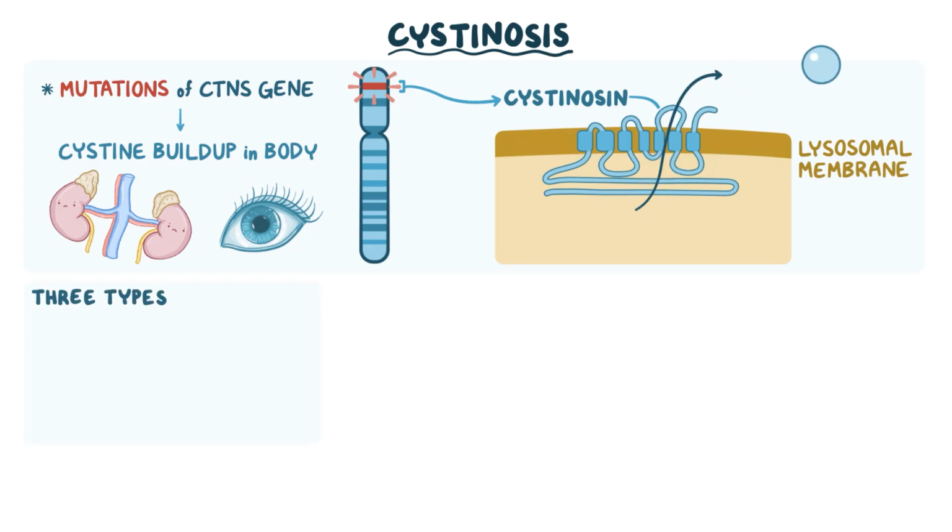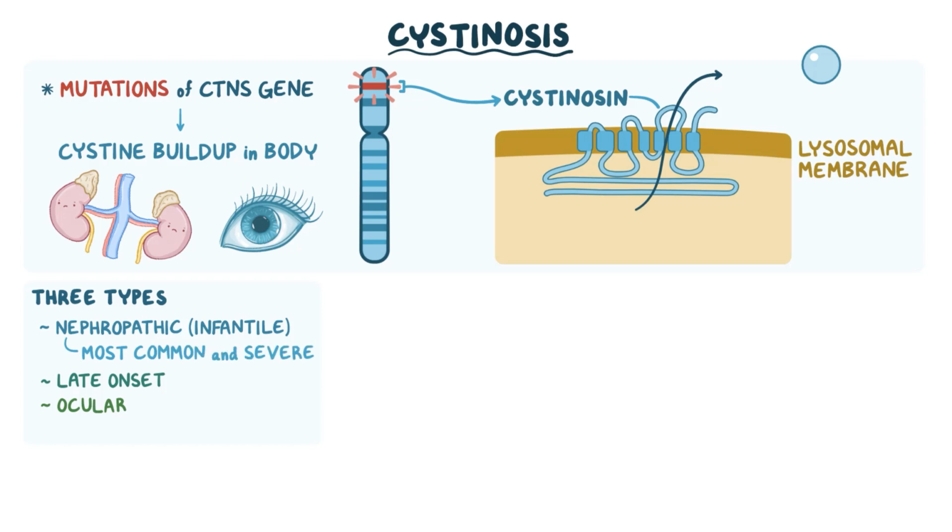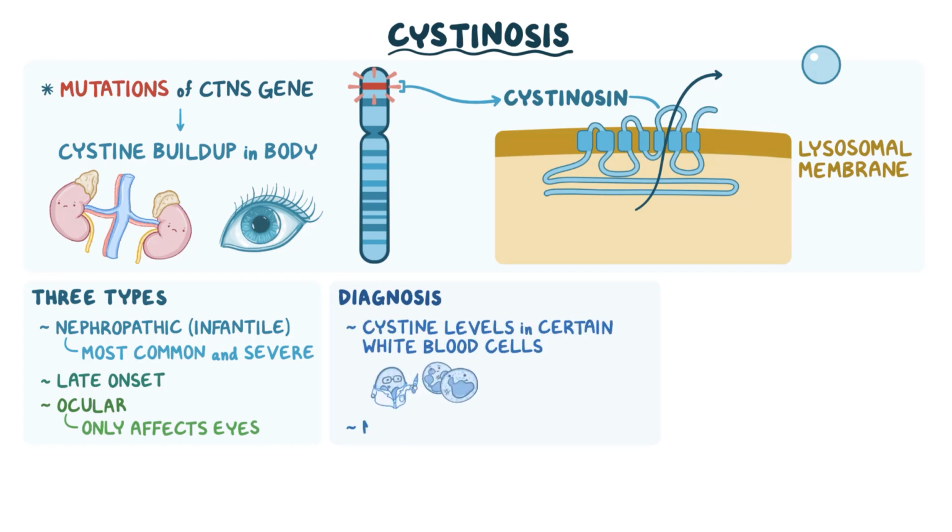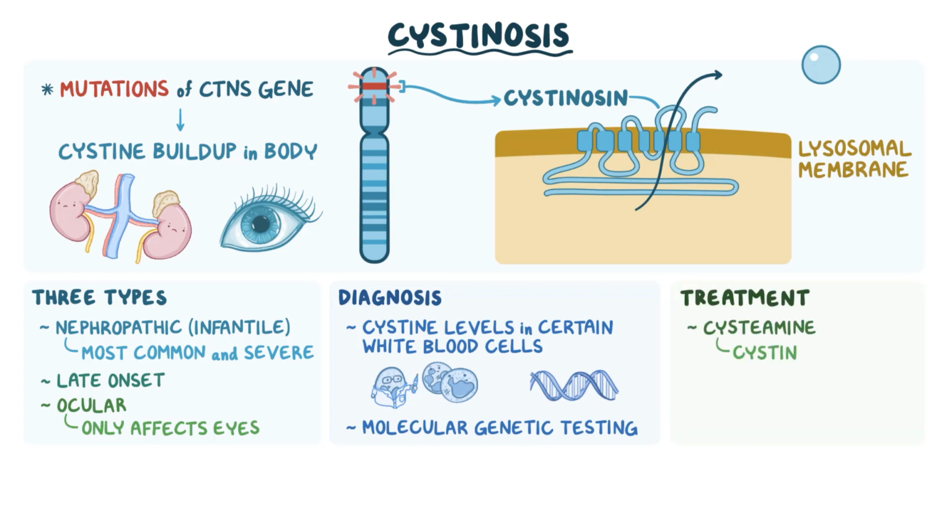3 types of cystinosis can develop: nephropathic or infantile, late onset, and ocular. Nephropathic cystinosis is the most common and severe, and ocular cystinosis only affects the eyes. It's diagnosed with specialized tests like measuring cystine levels in certain white blood cells and molecular genetic testing. And it's treated with cysteamine, a cystine-depleting agent.